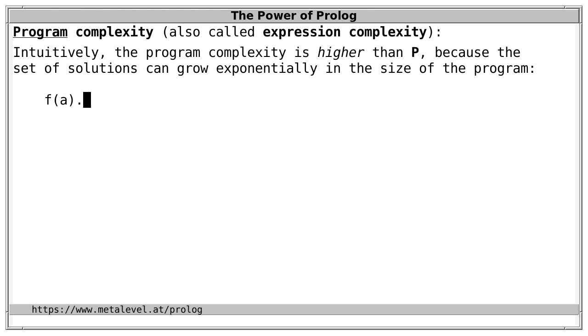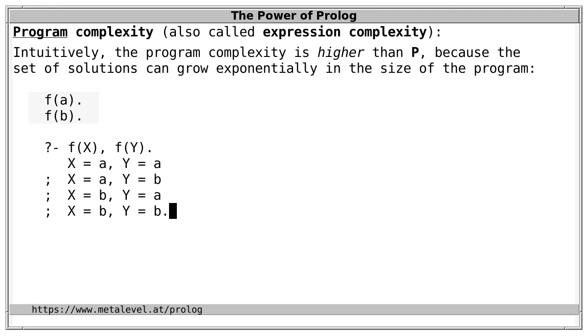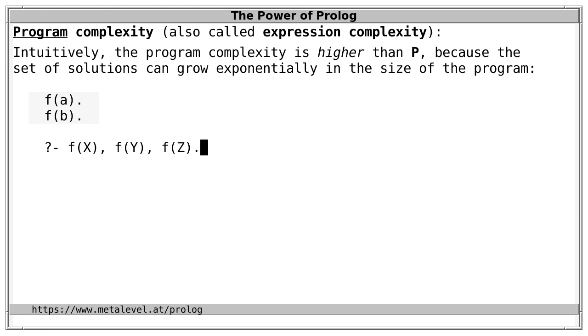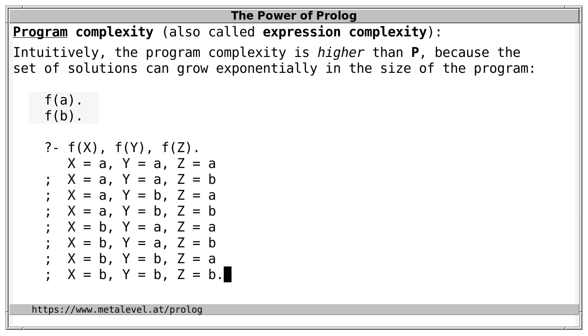the program. For instance, if we have these two facts, so that's our EDB, and we ask for solutions, then we get two solutions, A and B. And if you turn this into a conjunction and add a single variable, then we get already 4 solutions. So by adding a variable, we've doubled the number of solutions.